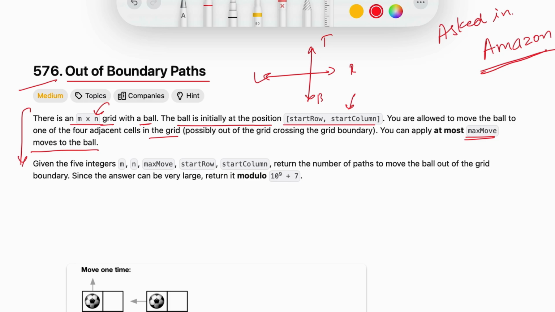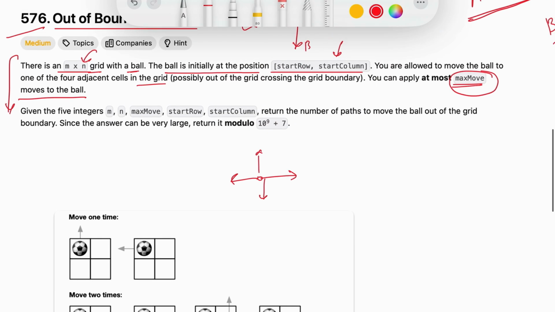So the ball can move in these four directions, and we can apply at most this number of moves to our ball. These are the five variables given to us: m, n, max move, and the starting position, starting row and starting column. We have to return the number of paths to move the ball out of the grid boundary. Since the answer can be too large, it should be modulo 10 to the power 9 plus 7.